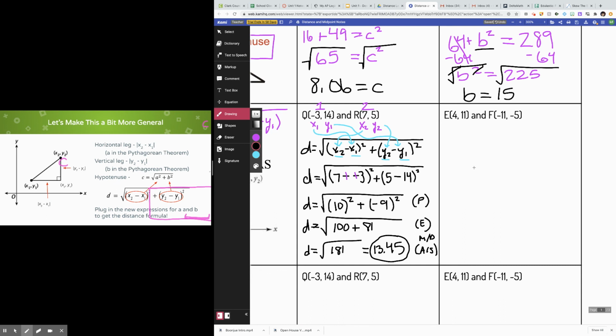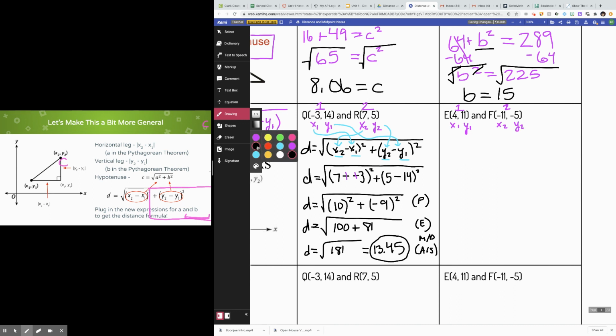If you want to pause the video and try this example on your own, you can and come back and check. But if you want to keep going with me and watch me explain it, then you can definitely do that. Okay, so let's take a look at the second one here. So step number 1, label points as point number 1 and point number 2. There you go, 1 and 2. So 4 is x1, 11 is y1, -11 is x2, and -5 is y2.